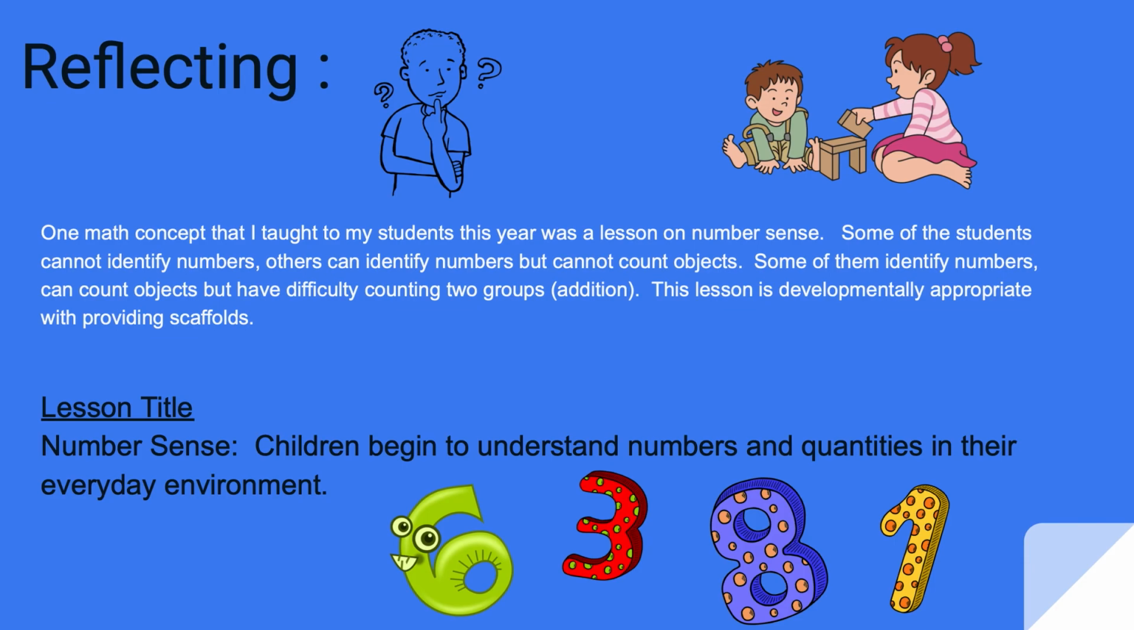In this lesson, some of my students couldn't identify numbers. Others could, but they couldn't count objects, and some of them were able to identify numbers and count objects, but they couldn't count two groups together. This lesson is developmentally appropriate for these students. I did provide some scaffolding for them.